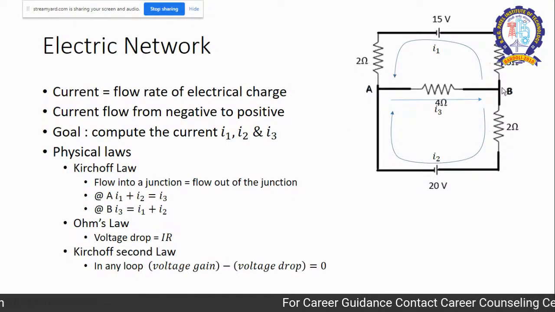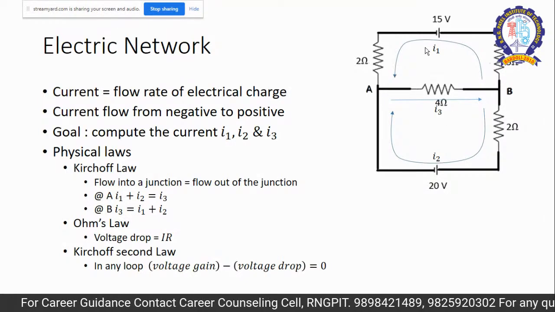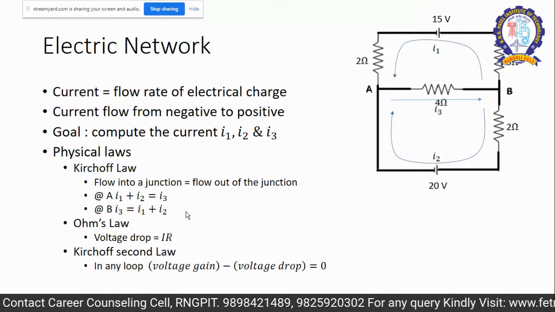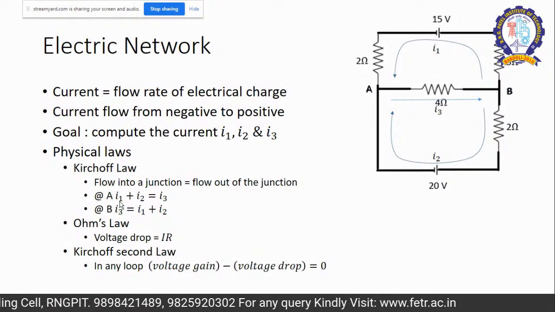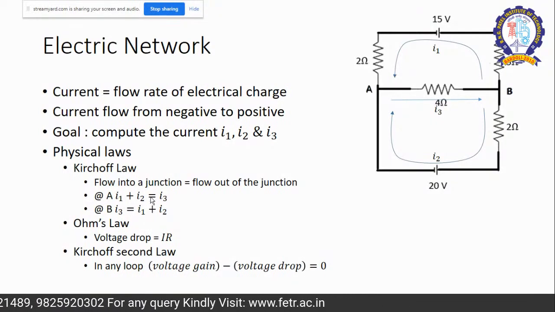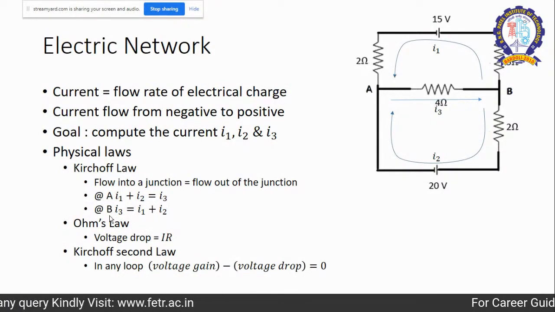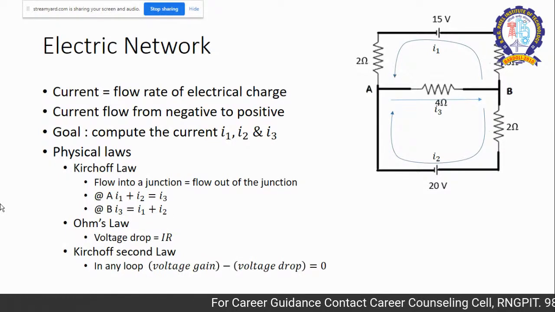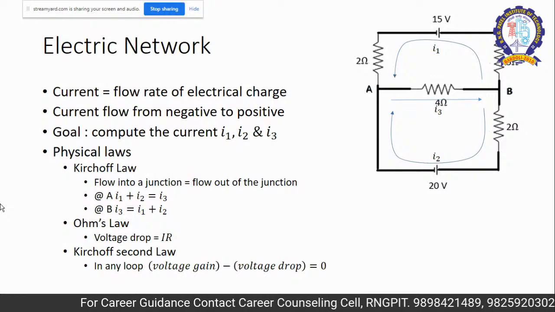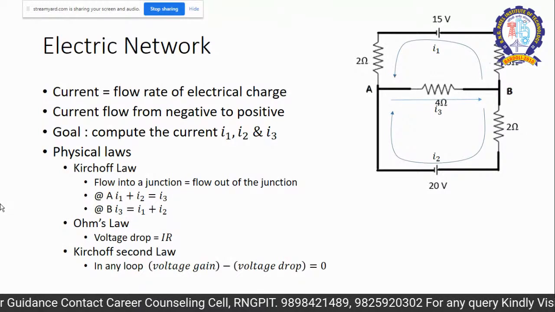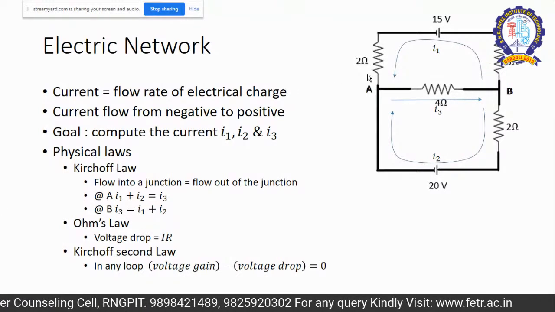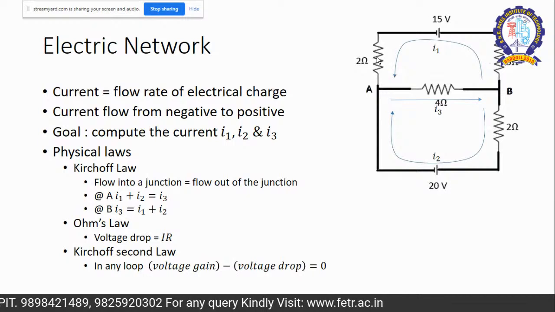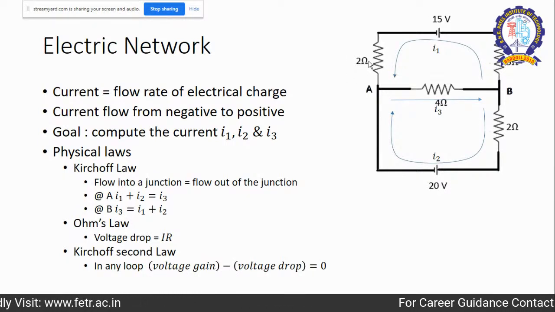At junction B, I3 enters, and I1 and I2 leave. So at junction A, I1 plus I2 equal to I3, and at junction B, I3 is equal to I1 plus I2. And we know from Ohm's law that the voltage drop across a resistance is IR. Whenever resistance comes into the picture, the voltage drop is the current times the resistance.